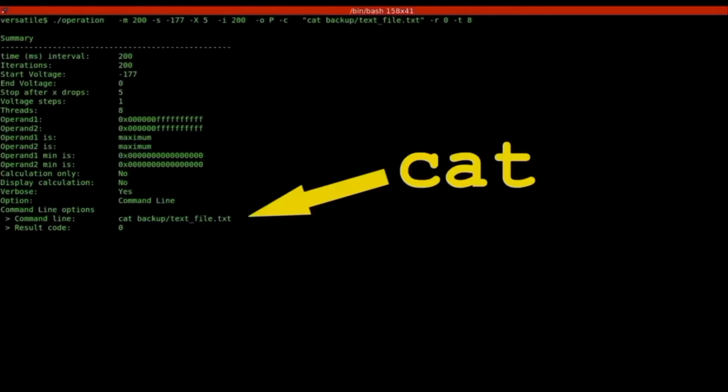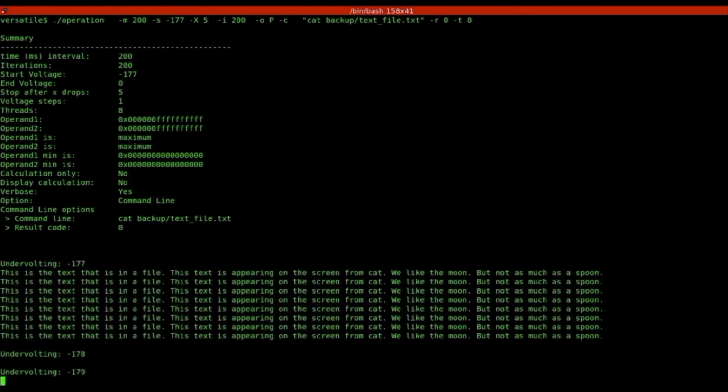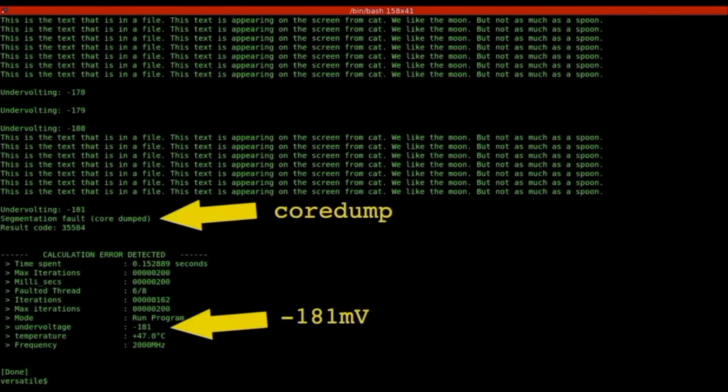But there's some more things. I thought this might be kind of fun. Let's just see what else I can fault. So first of all, I'm going to have a go at faulting cat. I'm just going to cat a program, and I'm going to undervolt. And you can see the text being written to the screen. And there we are. We've got a core dump with cat.